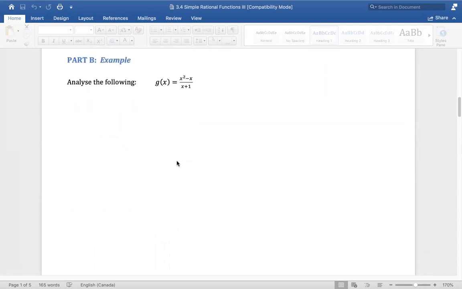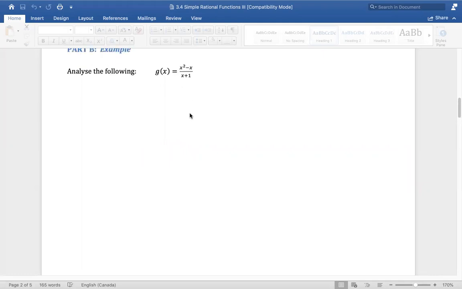So let's jump into an example. I have g of x equals x squared minus x over x plus 1. So step 1 is always to get my restrictions on x. So again, just make sure you're telling me that. I'm just putting it over here so that I'm trying to fill up the page so there's no dead space because I need a lot of room here. So my restrictions on x.